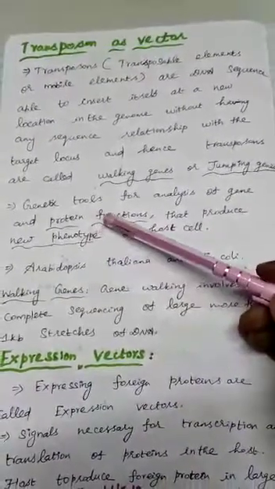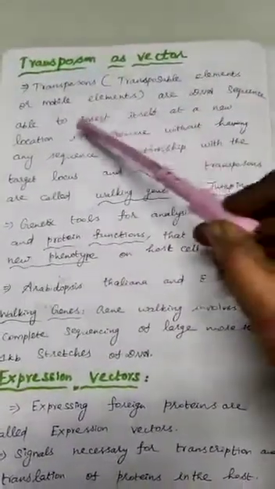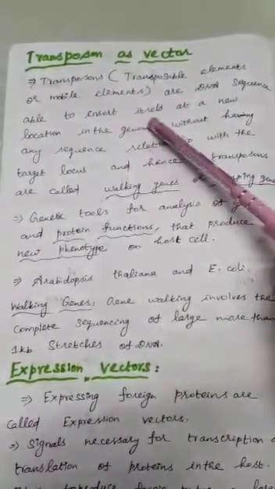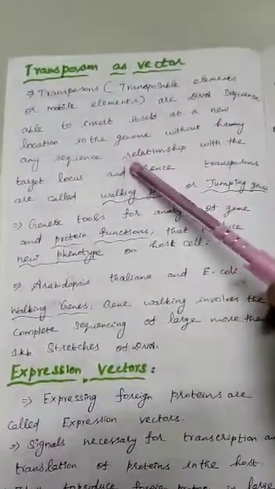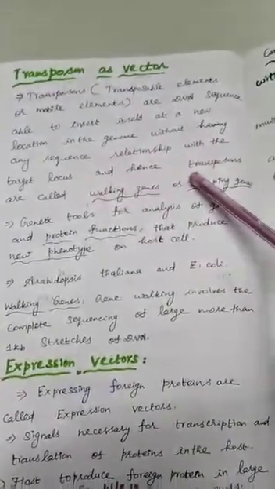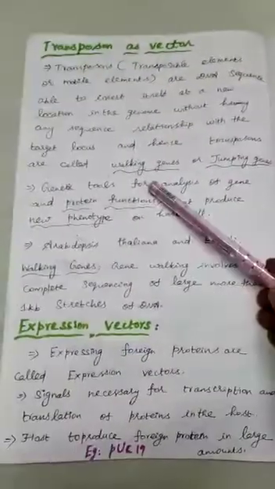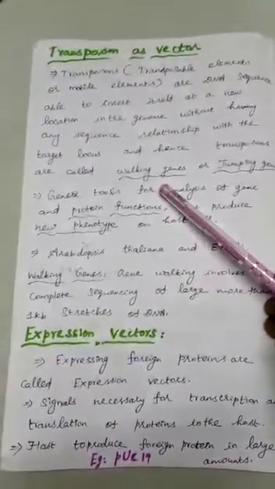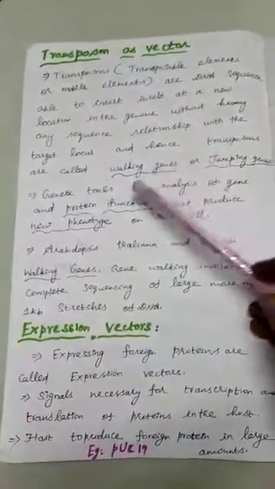The next type of vector is a transposon. Transposon means transposable elements or mobile elements. Transposons are DNA sequences able to insert themselves at a new location in the genome without having any sequence relationship with the target locus, and hence transposons are called walking genes or jumping genes. A transposon is a sequence of about 1 kb of base pairs, and it easily inserts into a target locus.